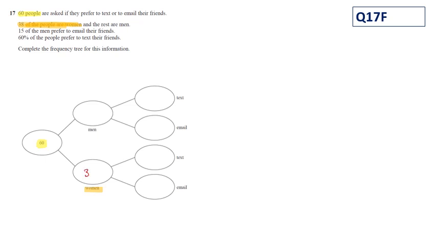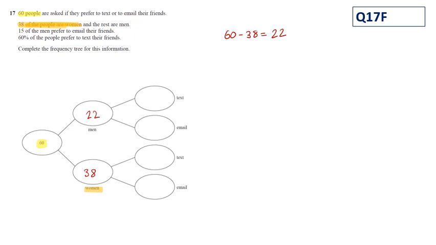So we know there's 38 women. So that means to find the number of men, we can do 60 minus 38, which is equal to 22. So now we know there are 22 men.